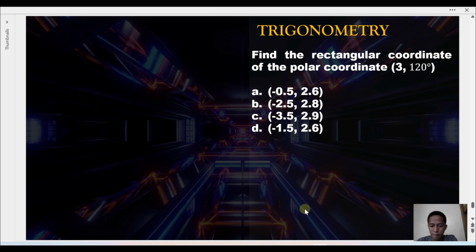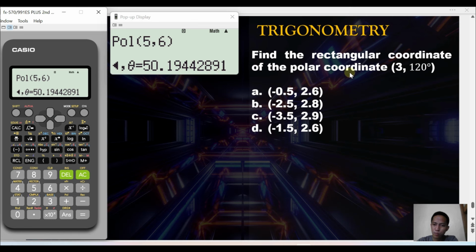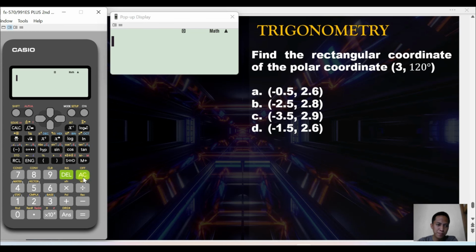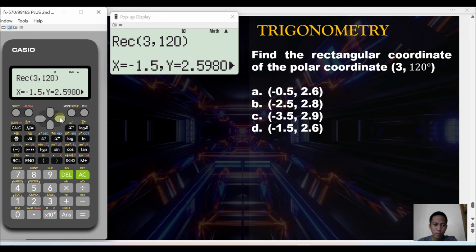Okay, I think this is the last problem. So we are converting polar to rectangular. Find the rectangular of this polar coordinate. So shift rectangular, yung minus, shift minus. So 3, then 120. Given tayo ng radius at angle, we can get the coordinates. So equals lang. So negative 1.5 and 2.6. That is letter D.